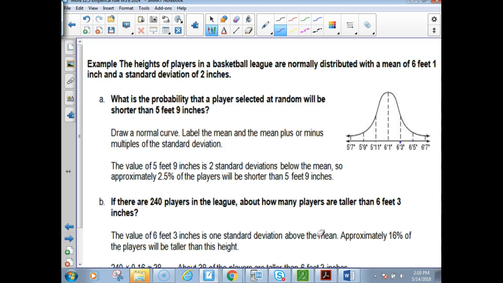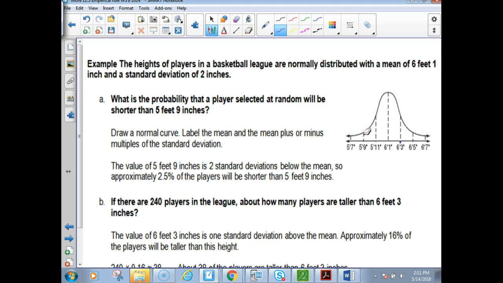The heights of players in a basketball league are normally distributed with a mean of 6'1" and a standard deviation of 2 inches. It asks, what's the probability that a player selected at random will be shorter than 5'9"? What you would do is draw a normal curve, putting 6'1" in the middle, which is the mean. You would then add 2 inches and put 6'3", a standard deviation to the right. Subtract 2 inches, put 5'11" as a standard deviation to the left. How much of the data is within here? 68%. That's where we're going to use the empirical rule, which means this part would be 34, this part would be 34. So you've got to try to remember those.